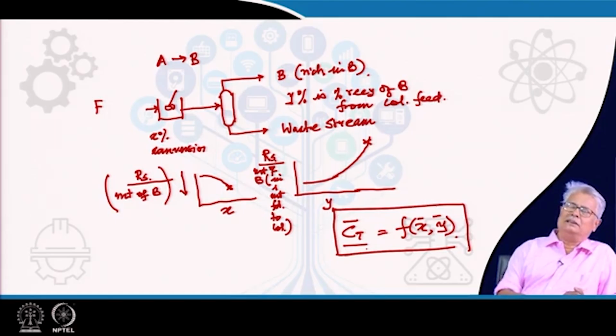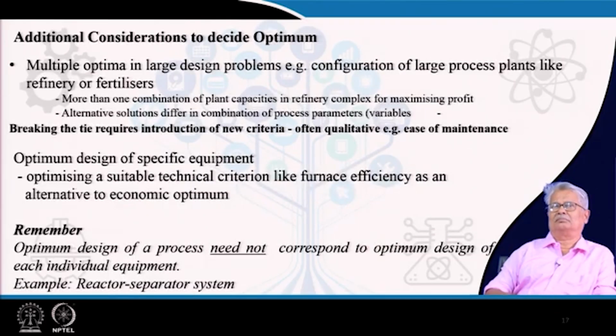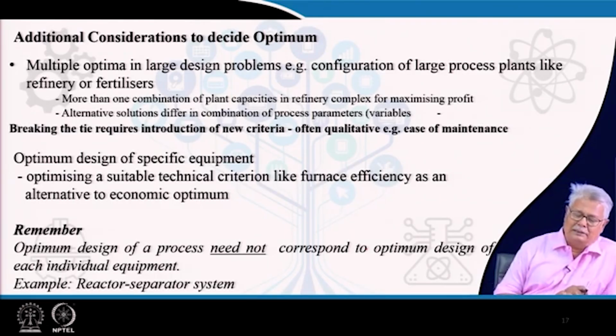And in order to break the tie, you will be required to bring in new considerations, and these considerations could be what I am listing here. The first thing, it could be the multiple optima. Definitely we recognize, for example, in large process plants like refinery or fertilizer, they do exist. An example of this is more than one combination of the plant capacities for generating maximized profit of your plant. That means there are alternative operating or alternative design options for the refinery or the fertilizer complex. So we have to break this.